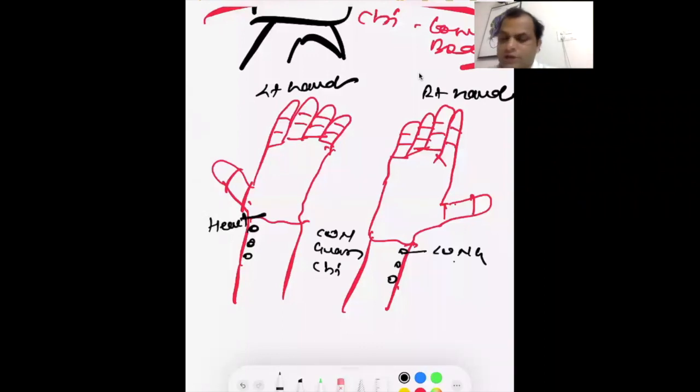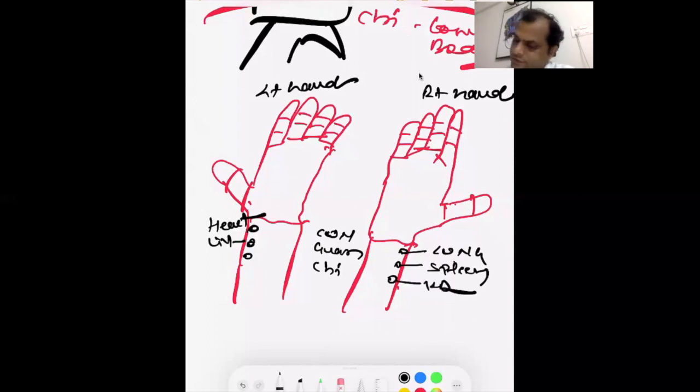Right side is a lung, left side is a heart. The middle is liver and spleen. So spleen and liver. Right side is spleen, left side is liver. And the lower is kidney and kidney. Right side means right kidney and left side means left kidney.